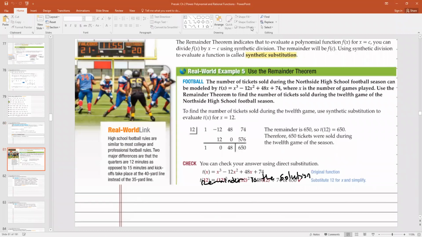All right, and then we also have synthetic substitution. Sometimes you wouldn't want to multiply, or you wouldn't want to do all those powers. So in those cases, we can do synthetic substitution, which is just solving a function using synthetic division. All right, I'll put this over here as well.